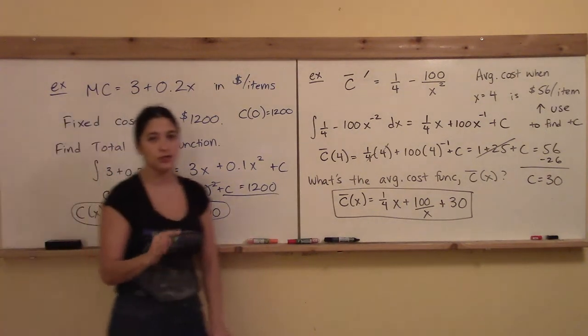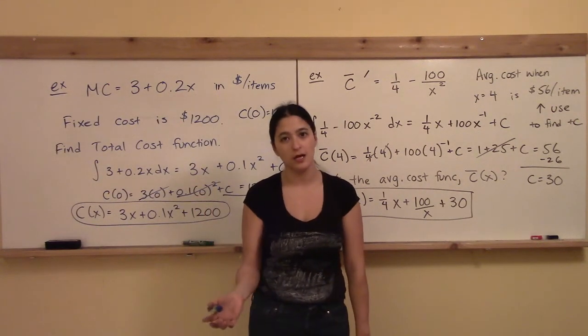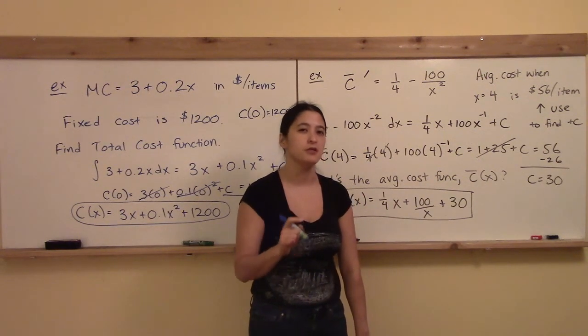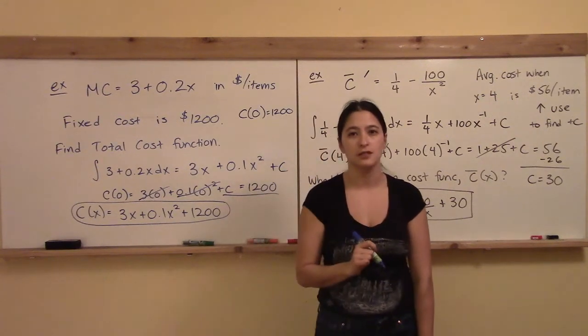Okay, so when you're going from marginal functions to total functions, you only need to integrate up the marginal quantity, but you must also have one value that you can pinpoint in the total quantity so that you can solve for the constant of integration.